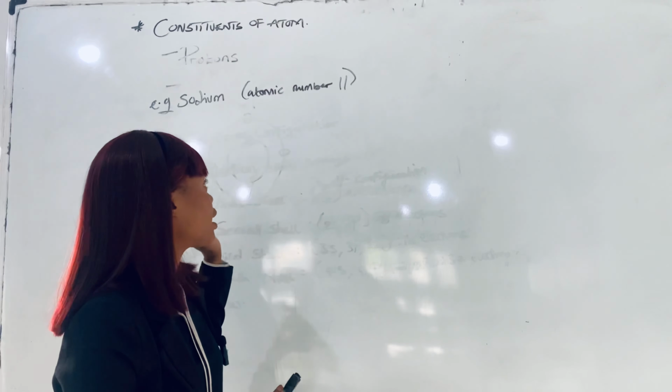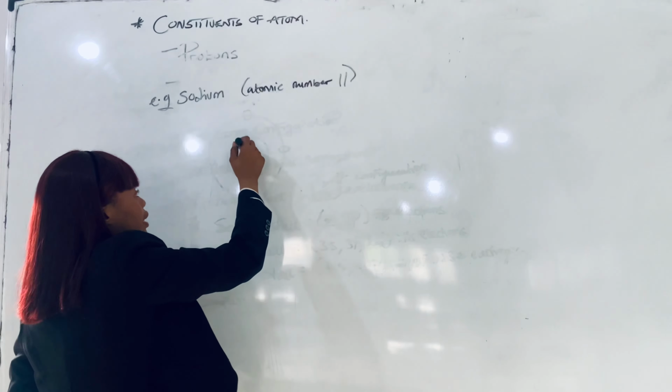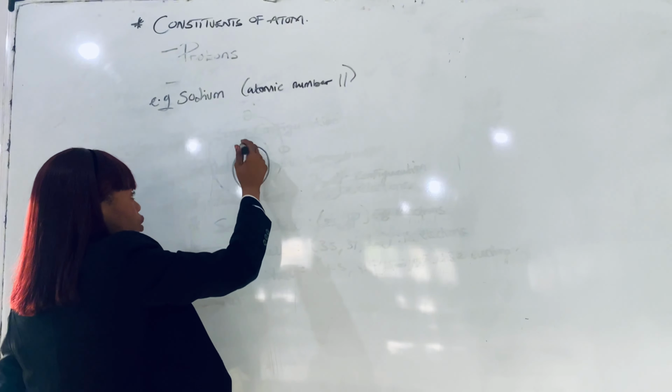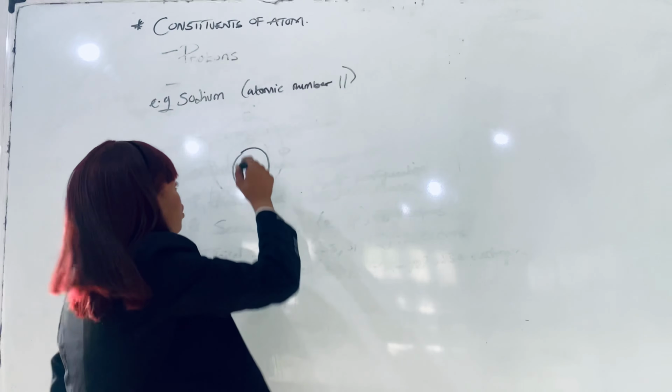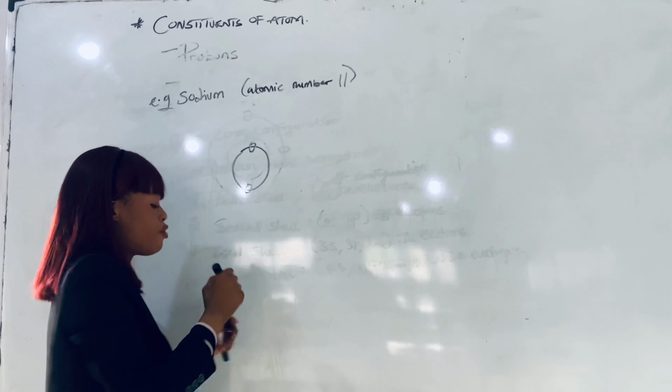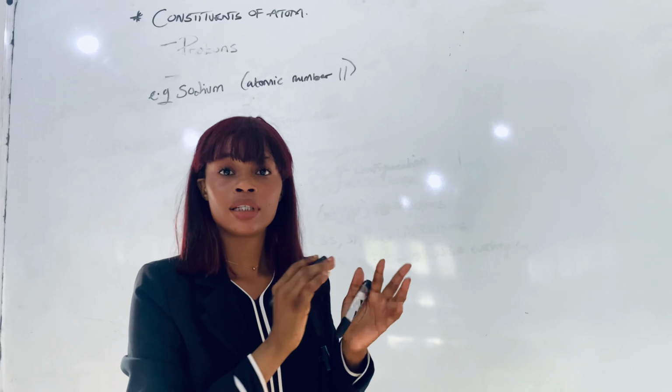Sodium. Now, sodium has an atomic number of 11. So let's see how we can do this. So, like I said, you draw your first shell. Your first shell can only accommodate a maximum of 2 electrons. So 1, 2. If you subtract 2 from 11, what you have left is what?